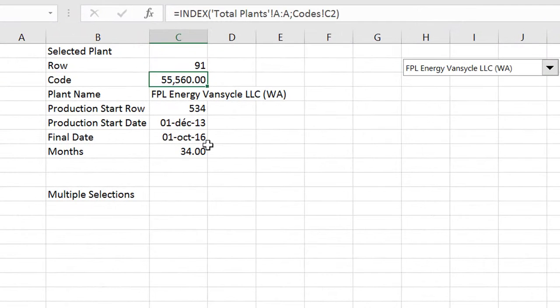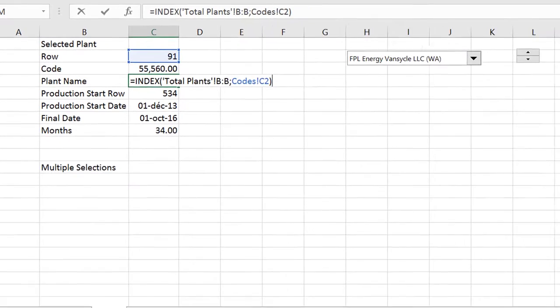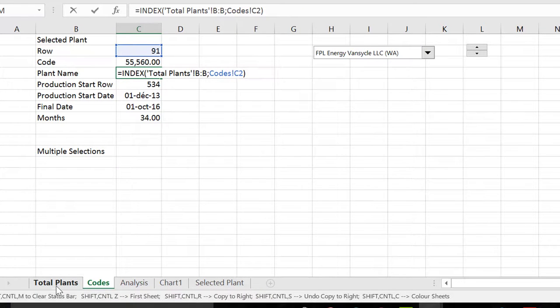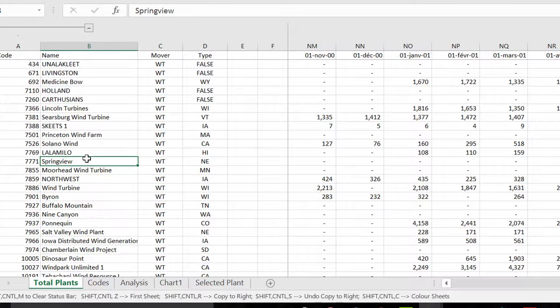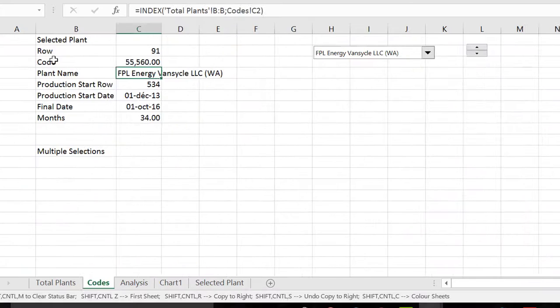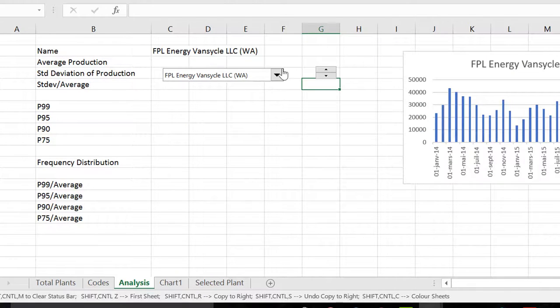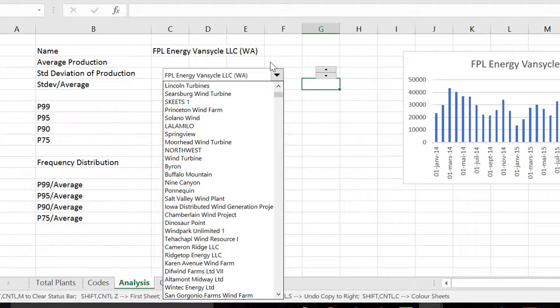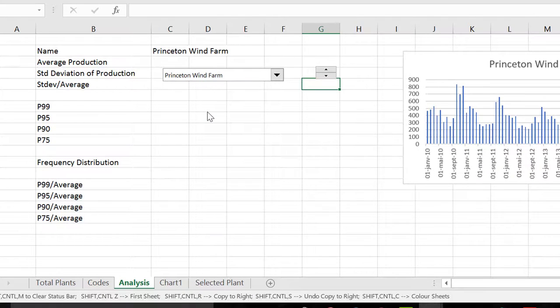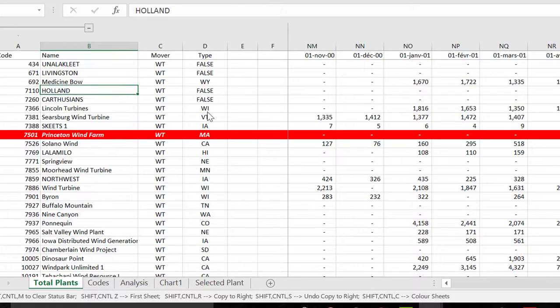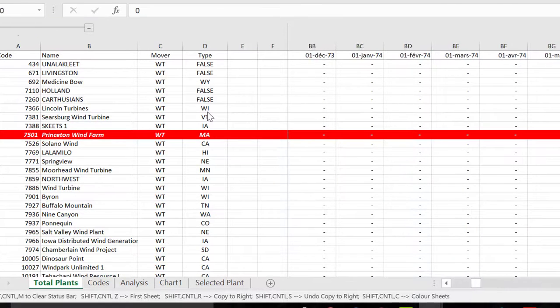Now, to do this, we got the row from our little spinner box, and then we just said, let's get the code of the plant by looking at the row. Let's get the index. Because we started with the whole thing, the index is this one. And then, which plant am I on? Let's look at a plant in the beginning. Right, Princeton Wind Farm, okay? And then we just use conditional formatting to show which project we've selected, okay?